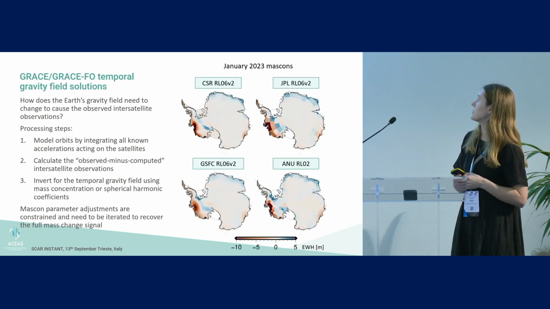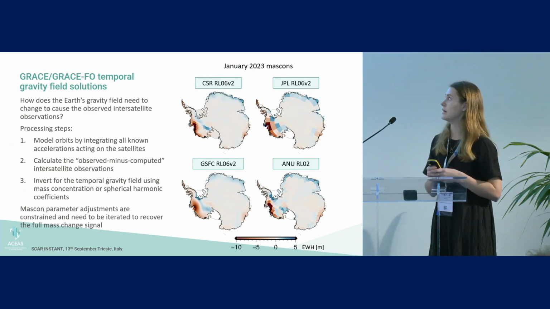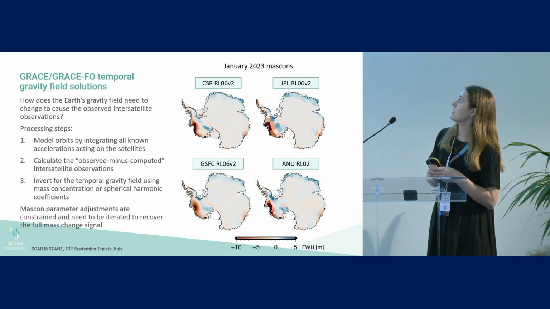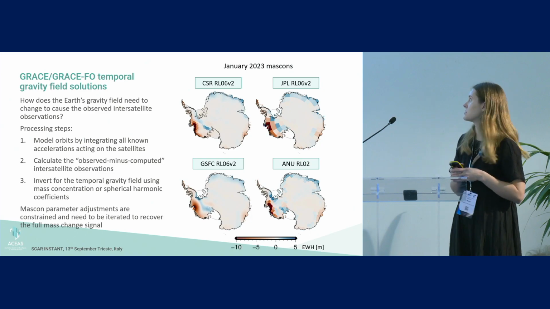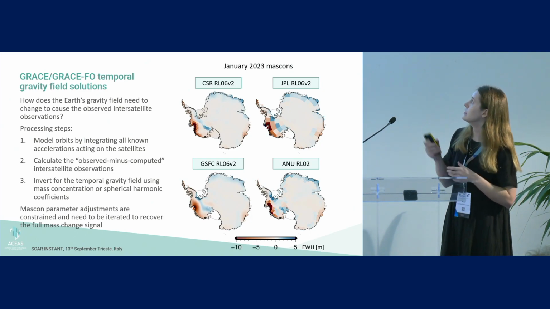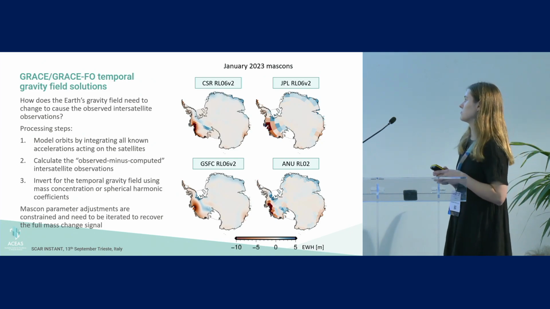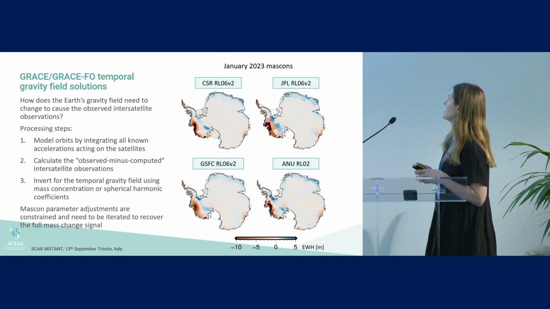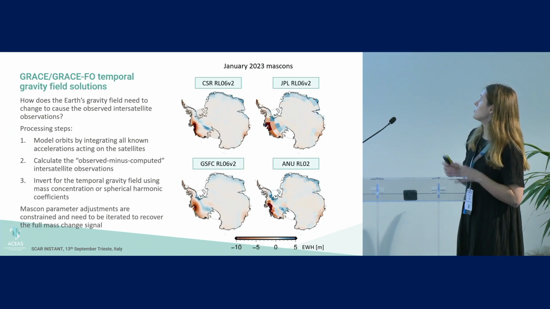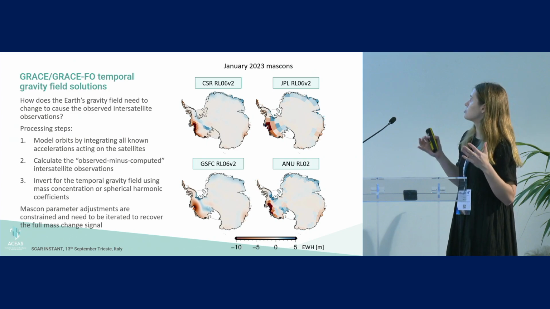In this talk, I'm going to be comparing 4 solutions, all of which use mass cons. So I have there the CSR solution, which is from the Center for Space Research at the University of Texas at Austin. I've got the JPL solution, the Goddard Space Flight Center solution, and our ANU Release 2 solution, which is not yet publicly available, but will be very, very shortly. And what you can see from these figures up here is that we all roughly produce a similar pattern of mass change estimates.